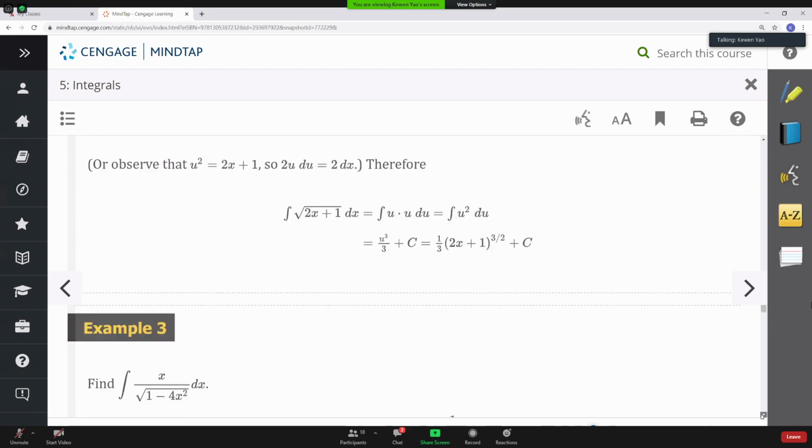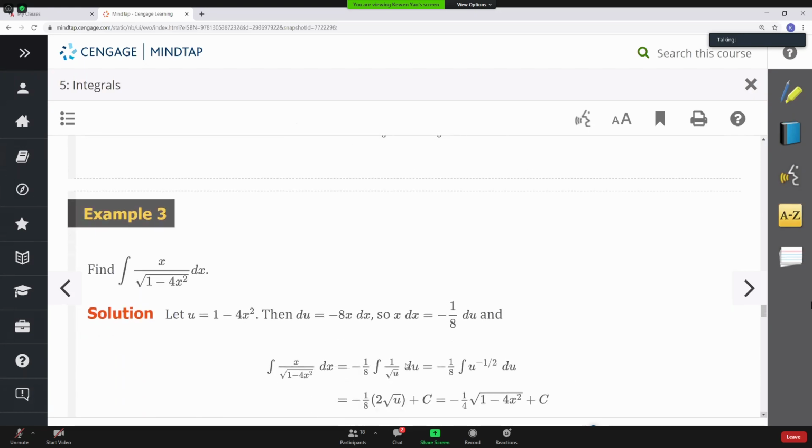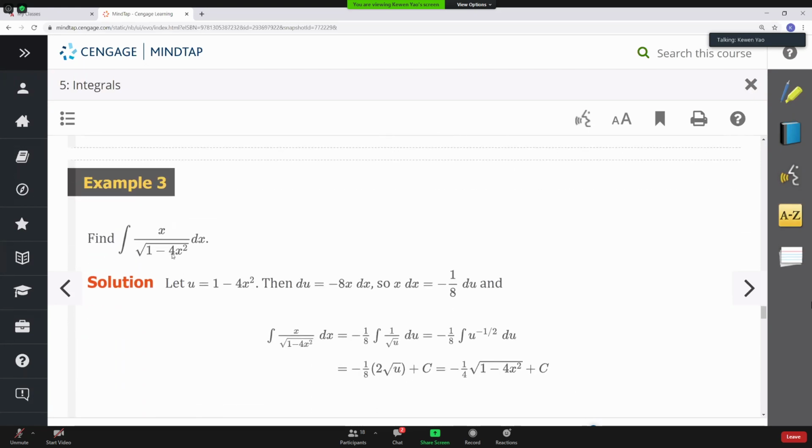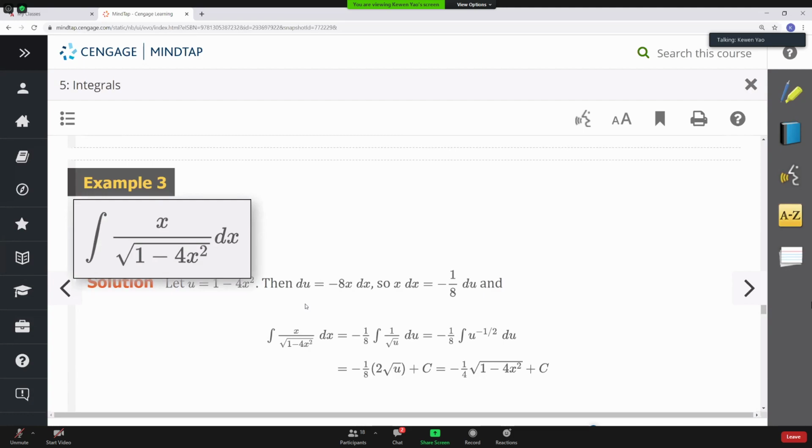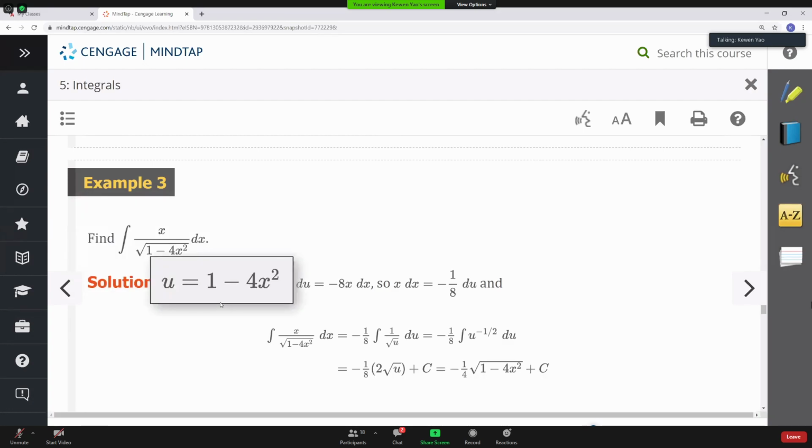Okay, let's look at this example here. How to find the antiderivative for this function: x over square root of 1 minus 4x squared dx. Again, this is the u substitution method. Then u equals what? u equals 1 minus 4x squared, inside the square root. See, this is very easy to substitute.